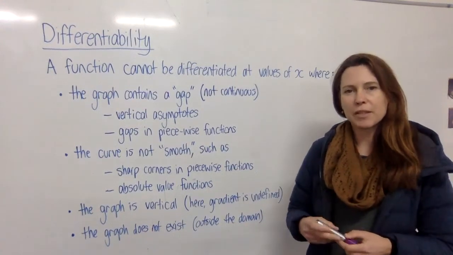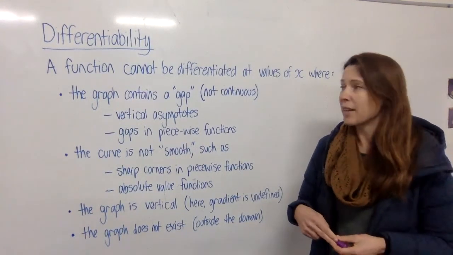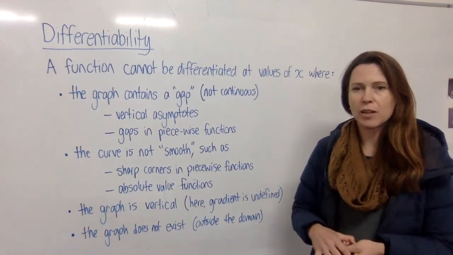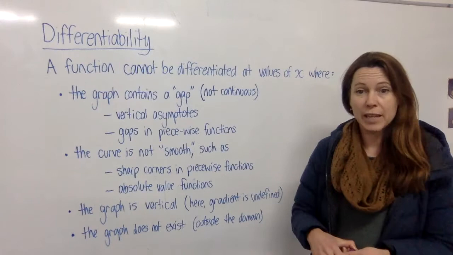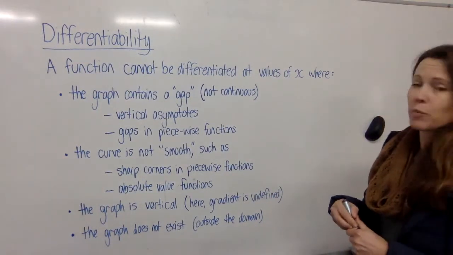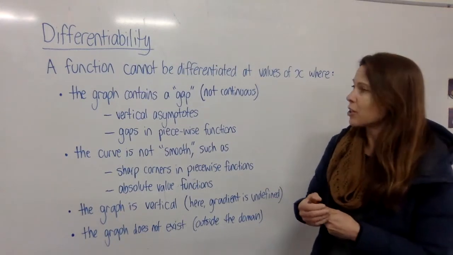Today we're looking at things that affect differentiability. Now that means things that will affect the ability of a function to be differentiated so that we can find the gradient of a tangent at a certain place. Now there's a few things that can cause problems with a function being differentiated.